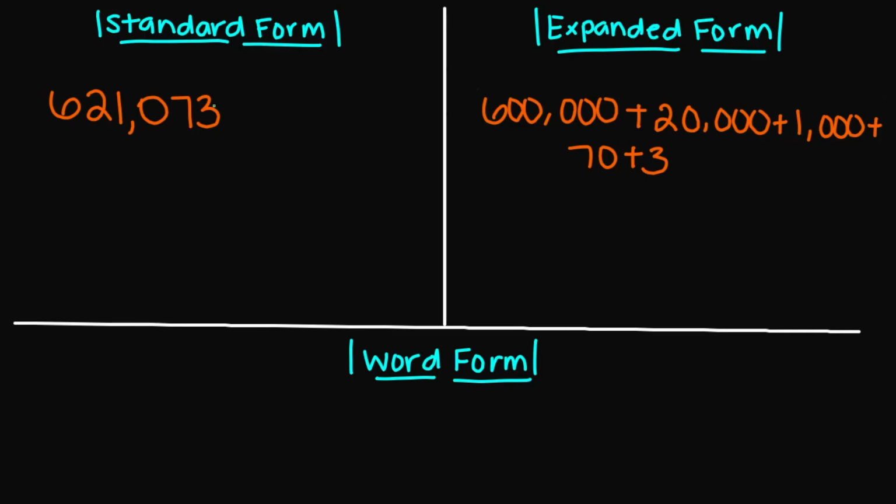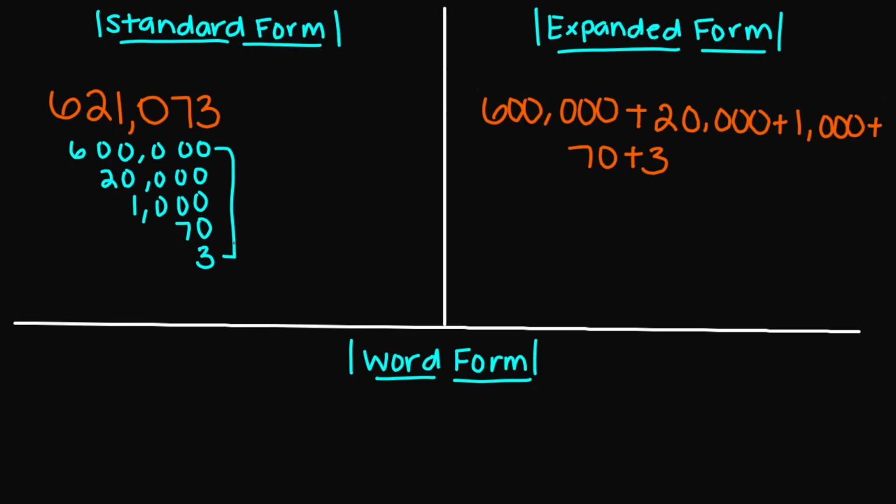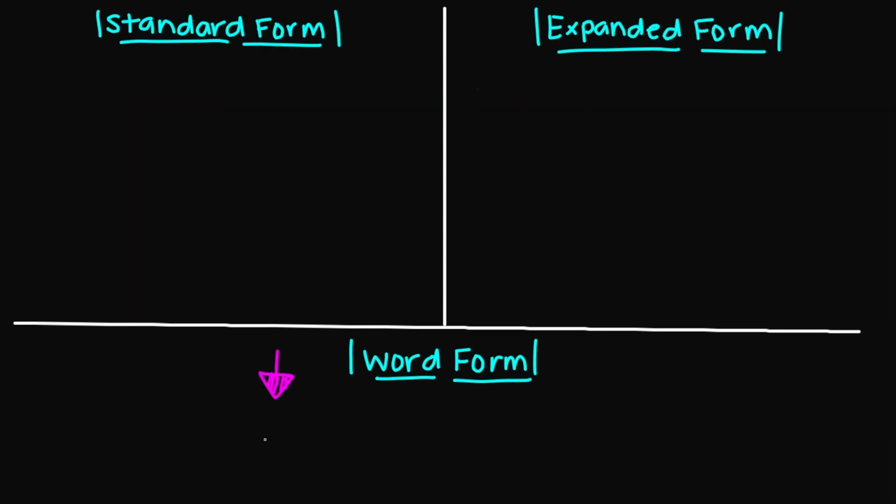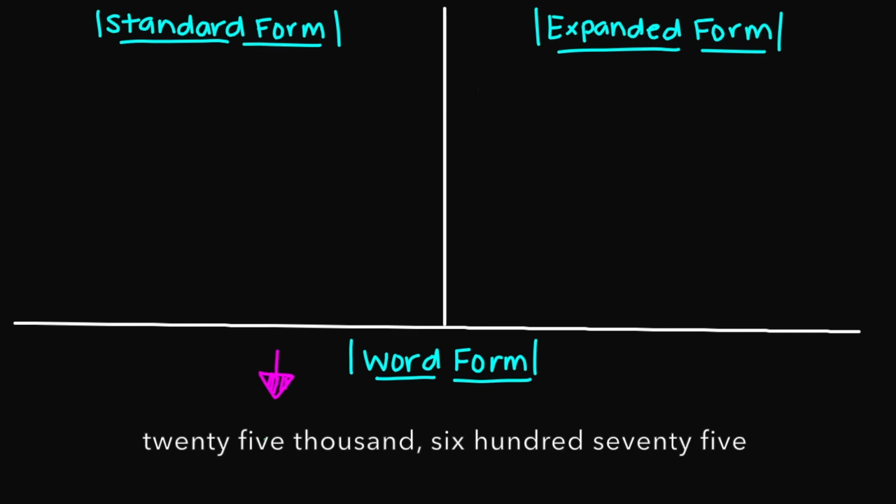So let's go ahead and check our work to see if we did it correctly. So we have 600,000, and then we have 20,000, 1,000, and then we have 70, and then we have our 3 here. And notice here, this is the same as your expanded form. So 600,000 plus 20,000 plus 1,000 plus 70 plus 3. And remember, you do not have anything in your hundreds place. So that's why we left this as 0. And then your word form, if you were to write this in word form, is going to be 621,073.